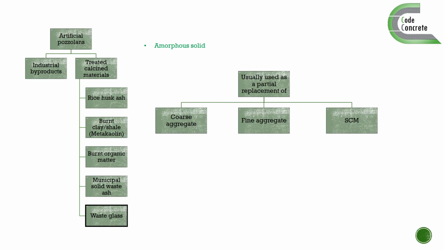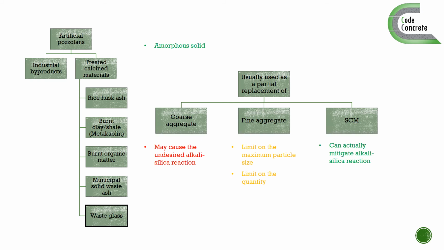Generally, coarse waste glass decreases strength and may cause the undesired alkali-silica reaction. Finer waste glass, in the form of fine aggregates, seems more promising, however the maximum particle size of glass and the quantity used should be taken into consideration in order to limit the alkali-silica reaction. Whereas, the use of glass in the form of powder can actually mitigate alkali-silica reactions in the presence of reactive aggregates.